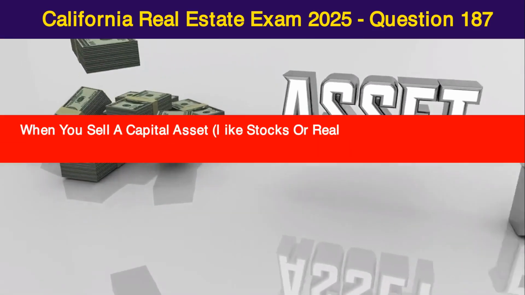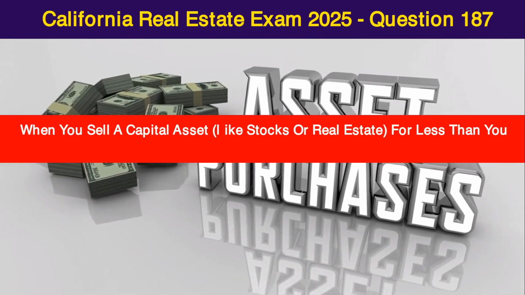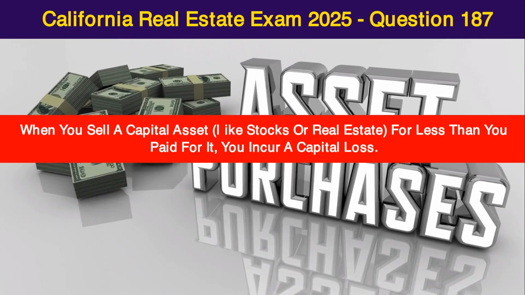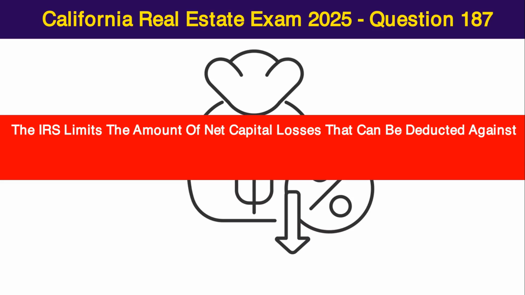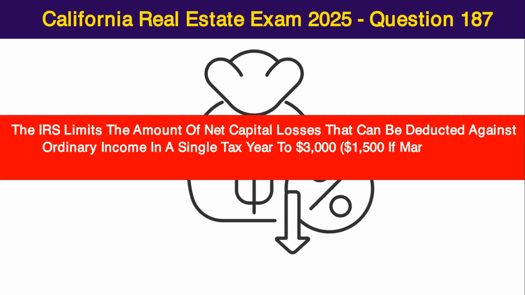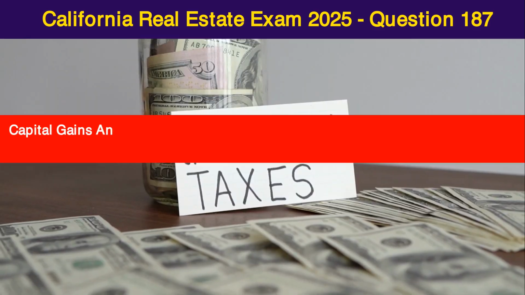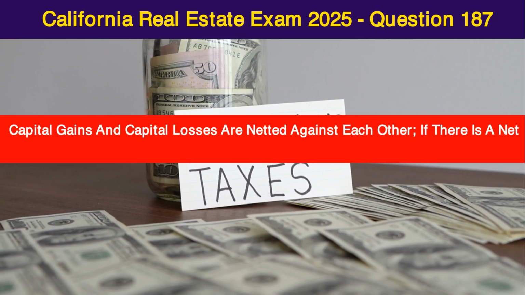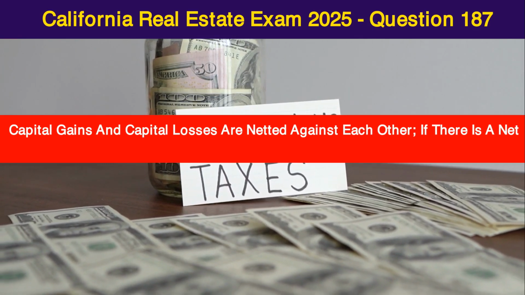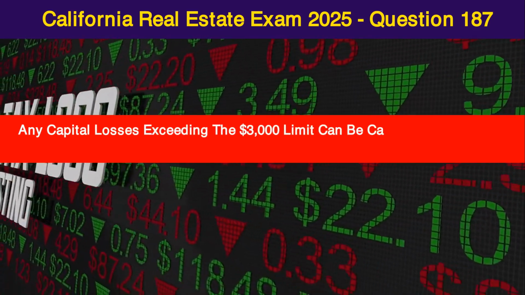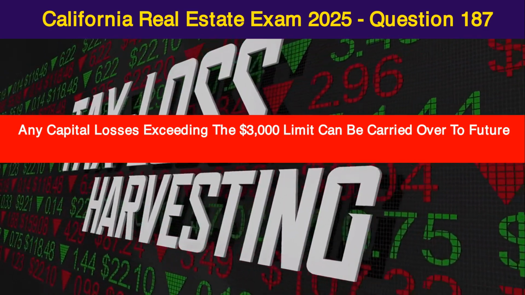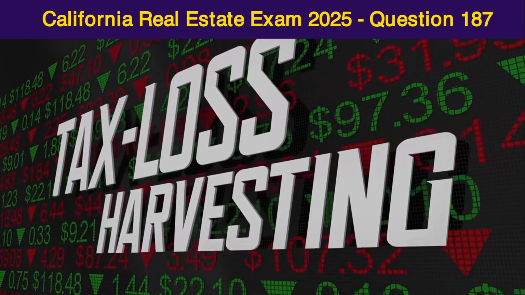When you sell a capital asset, like stocks or real estate, for less than you paid for it, you incur a capital loss. The IRS limits the amount of net capital losses that can be deducted against ordinary income in a single tax year to $3,000, $1,500 if married filing separately. Capital gains and capital losses are netted against each other. If there is a net gain, it is taxed as a capital gain. Any capital losses exceeding the $3,000 limit can be carried over to future tax years.